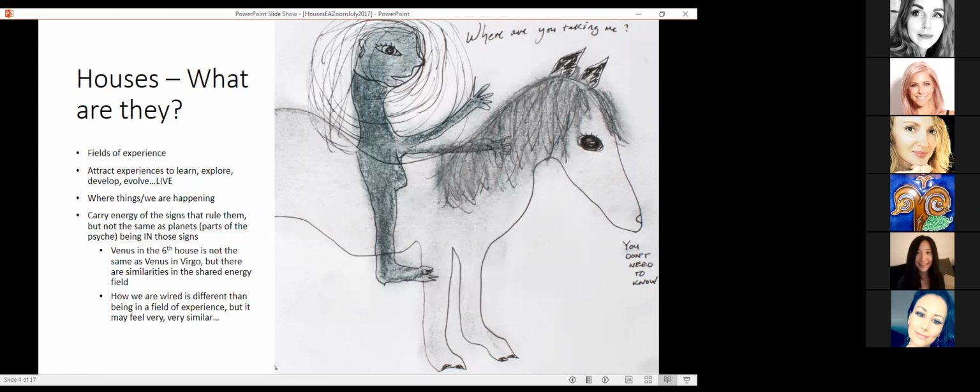Probably the easiest way to learn about energy, especially from a beginner standpoint and maybe even intermediate, is to think about, for example, a Venus in Virgo in the 6th house as kind of a double Virgo signature. But I believe there's a difference between being wired with a certain energy and having experiences, or having the area of life being triggered around that.